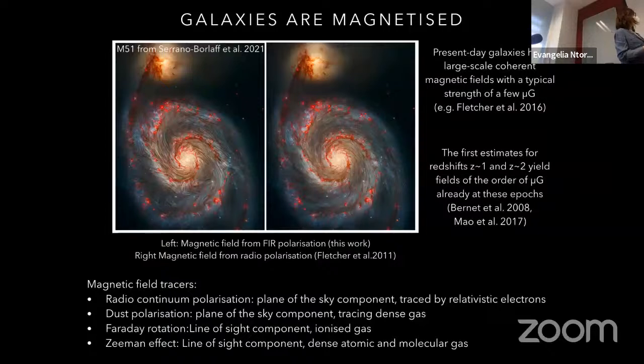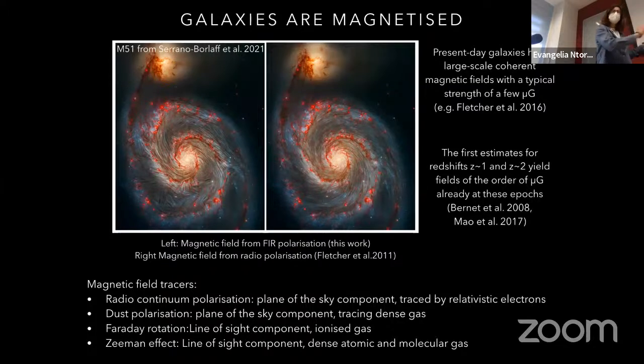The Zeeman effect, I listed it here as a tracer of the magnetic field, but the Zeeman effect is a splitting of the lines due to the presence of the magnetic field, but you can do this only in very nearby regions and with very long integration times. And so it's not really a tracer for galaxies, it's more for molecular clouds or even the diffuse ISM very locally. So what do we know from all of this?